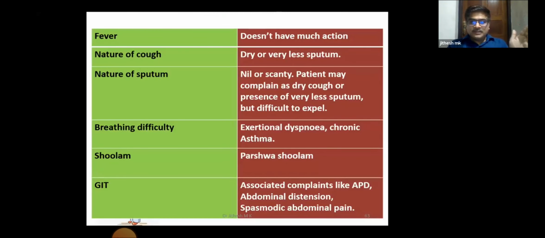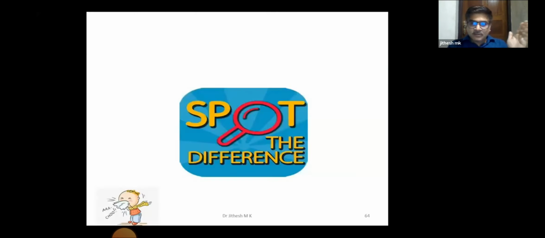Now here also, in the case of fever there is not much relation with these yogas. Again, like Nayobhaya, dry cough or very little sputum. The nature of sputum is also similar to Nayobhaya. Exertional dyspnea, chronic asthma. And here also GIT, again as with Nayobhaya, this is very effective in conditions like acid peptic disorder, abdominal distension, spasmodic abdominal pain. Now we will see the difference.